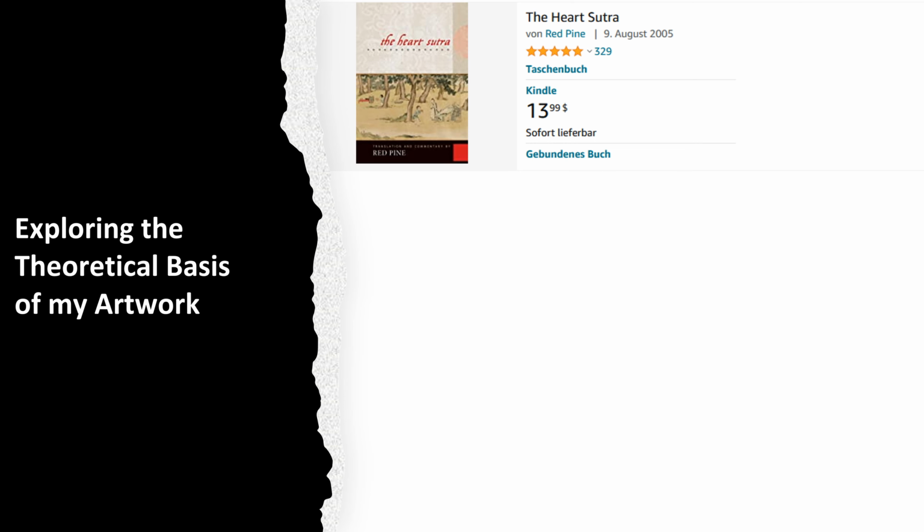guidance. The Heart Sutra is a short but profound sutra, and Red Pine's edition is accompanied by an extensive and insightful commentary that sheds light on the essential concepts of the sutra. In his commentary, Red Pine draws attention to the prajna wisdom, the central concept in Zen Buddhism.